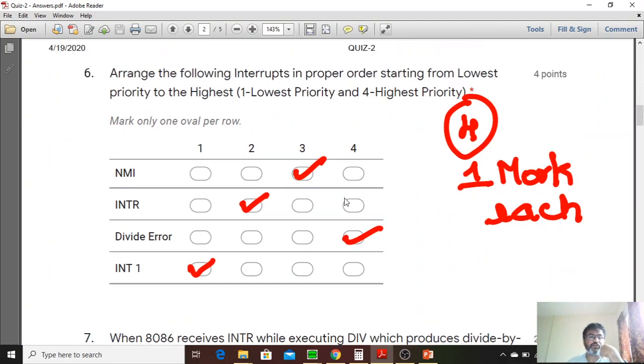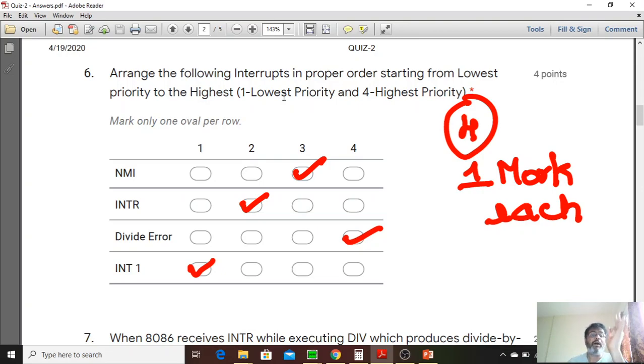Now, this question: arrange the following interrupts in proper order, starting from lowest to highest priority. I have given proper numbers here. See, 1 for the lowest priority and 4 for the highest priority. Highest priority is number 4, lowest priority is number 1. It is given in the question itself, in a little trickier way.